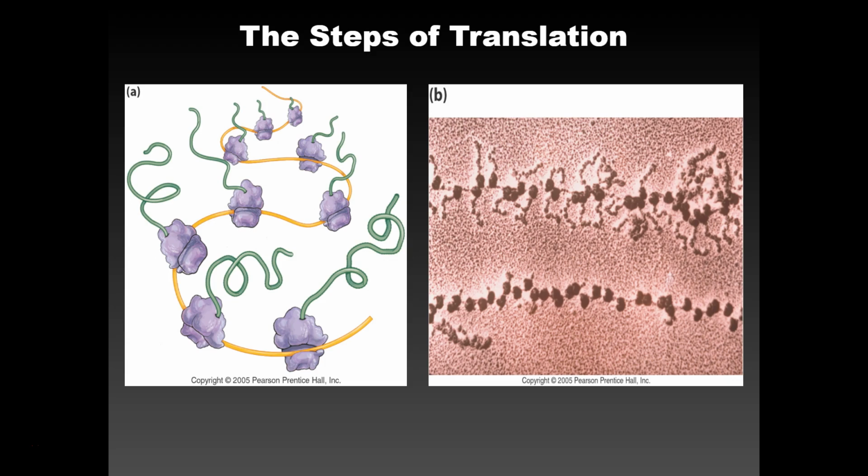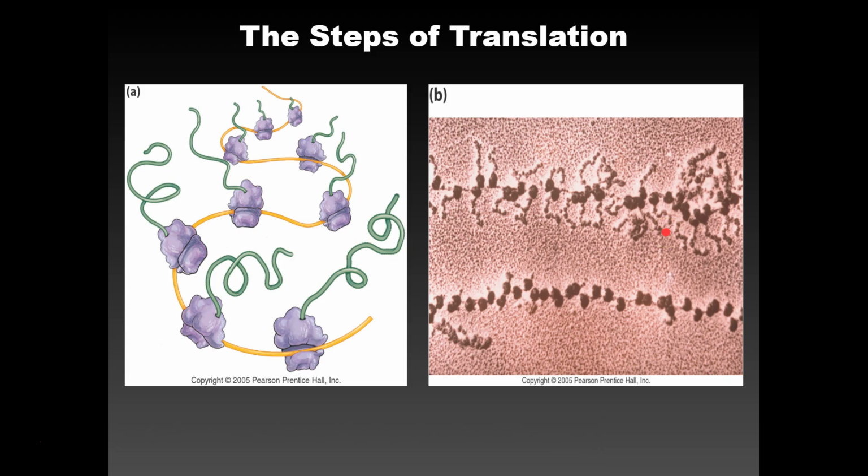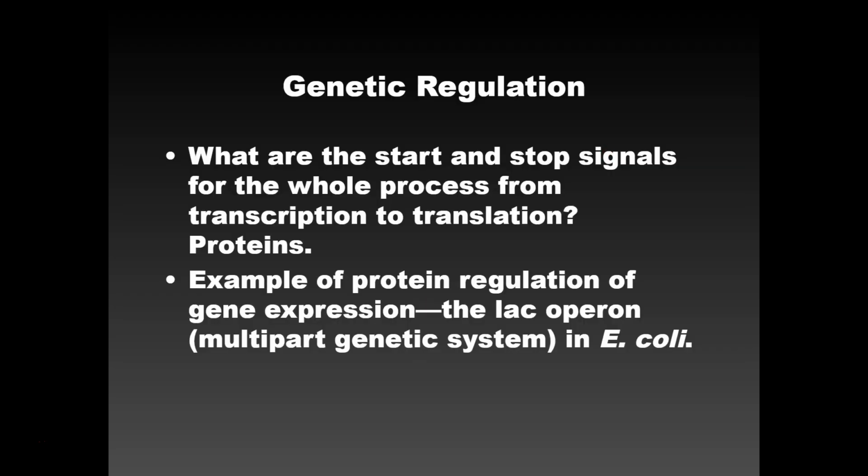And here's just a nice image of the process of translation happening. You can see this mRNA is being lined up, sort of strung through all of these ribosomes, and there are proteins actually growing off of them. This is a fantastic piece of electron microscopy. So in the next lecture, we're going to start talking about genetic regulation.